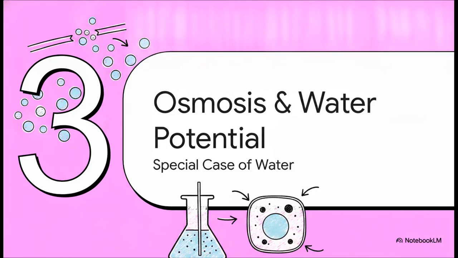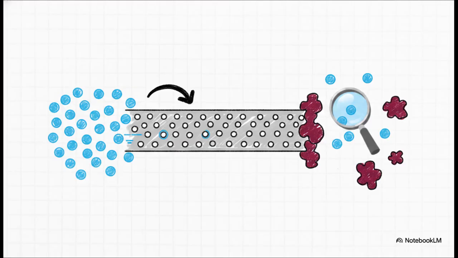All right, section 3, osmosis and water potential, the special case of water. Now, osmosis is basically a special type of diffusion, but it comes with stricter rules. It's strictly the movement of water from a region of higher water potential to lower water potential across a partially permeable membrane. Think of that membrane literally like a kitchen sieve. Those tiny blue water molecules, they effortlessly slip right through the gaps. But the larger, chunkier solute molecules get physically blocked. It's a totally selective barrier.